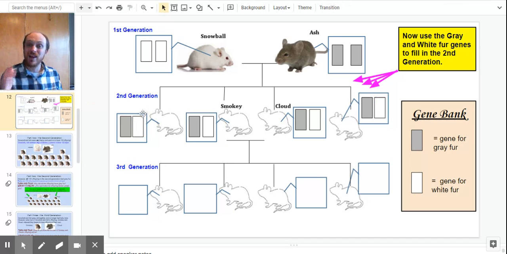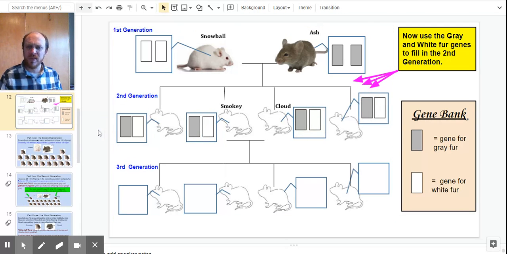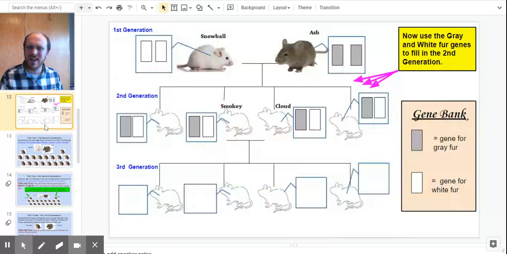Okay, so they actually all have one gray and one white gene. That's what they have. We actually can call these alleles. They have one gray allele and one white allele. And I think we'll define those tomorrow. So the interesting thing is, all of these babies, like we said here on this slide 14, are gray. It's crazy. How did that happen? They each have a gray and a white gene.